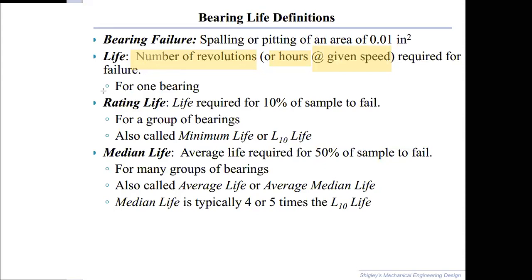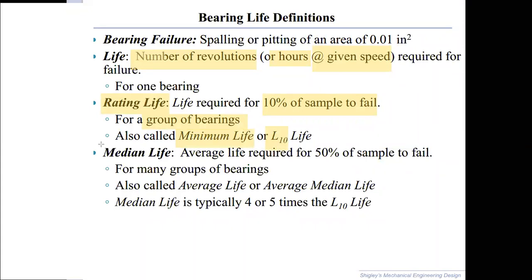So how do we define failure, or how do we define life for a bearing? There are different terms that we use. For example, rating life. Now, what is rating life? Life required for 10% of the sample to fail. For example, you have a group of bearings, and if 10% of the bearings fail, you call that the rating life, and we represent that by L10. This is known as the minimum life of a bearing.